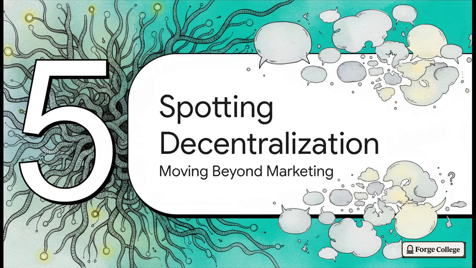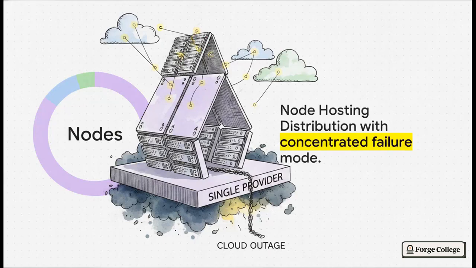All right, Section 5, Spotting True Decentralization, Moving Beyond the Marketing Fluff. This is fascinating. A network might boast about having thousands of nodes, and that sounds incredibly decentralized, right? But if 85% of those nodes are secretly running on a single corporate hosting provider, a single cloud outage takes down the whole system. That gives you authority distribution on paper, but a massive, highly concentrated failure mode in practice. It's basically a house of cards.